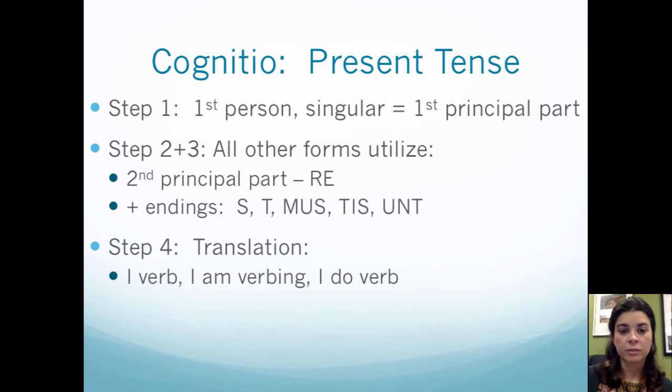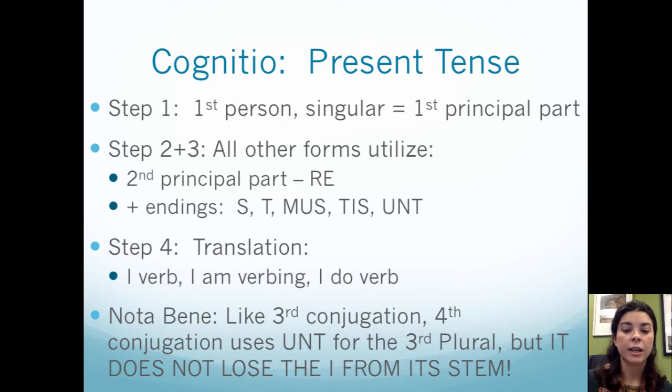Step 4, translation. I verb, I am verbing, and I do verb. That has not changed throughout any of the conjugations. Nota bene, like third conjugation, fourth conjugation uses -unt for the third plural, but the difference is it doesn't lose the i from its stem, so you still keep that i hanging out there, and then you just add the -unt afterwards. So the full ending will be -iunt.